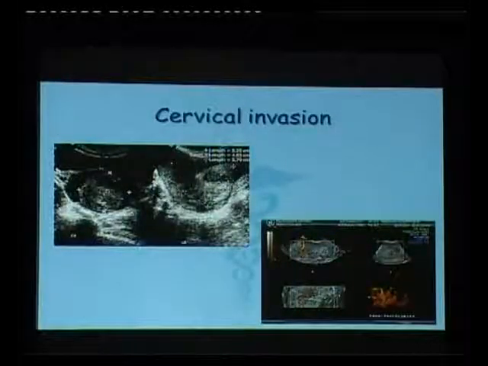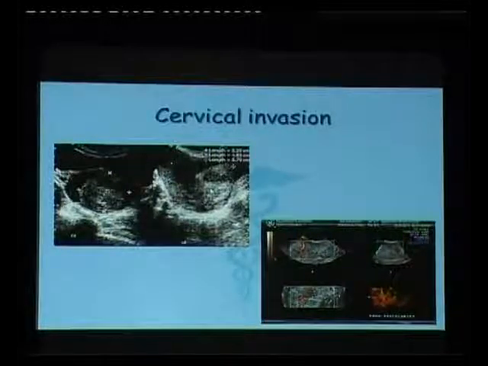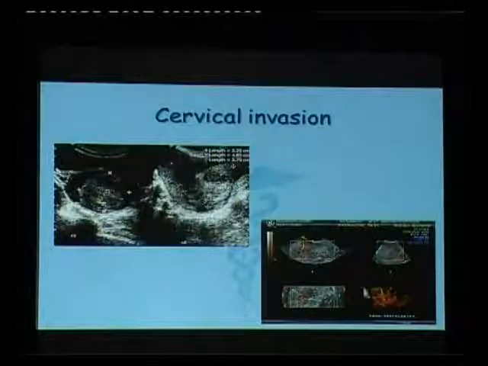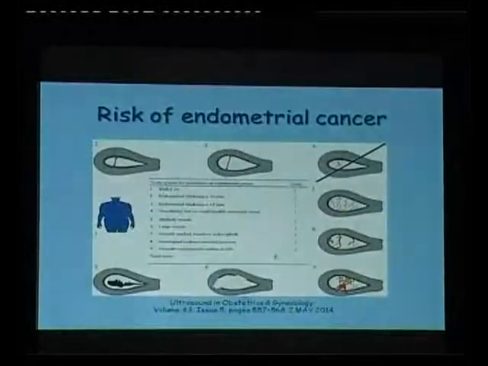So we have a typical case here. In this patient, we saw a large growth in the endometrium, which was protruding into the cervix and bulging the cervix. But when we did the dynamic evaluation, there was no sliding. And when we put the color Doppler on, we could see intense vascularity at that region. So this is a typical example of cervical invasion, which has to be confirmed by doing these things.